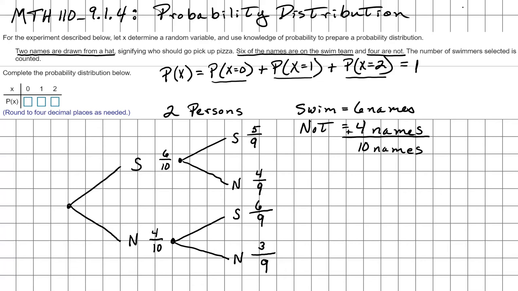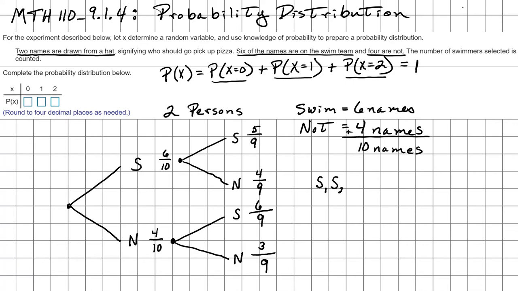And now, as I said, we're going to use the product rule for independent events to calculate the probabilities of all of these.